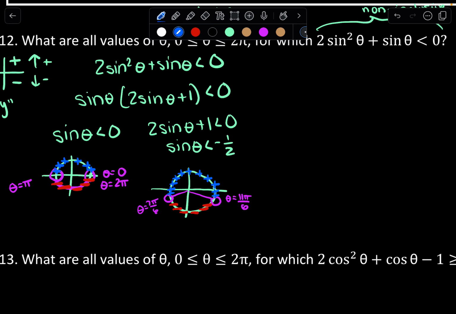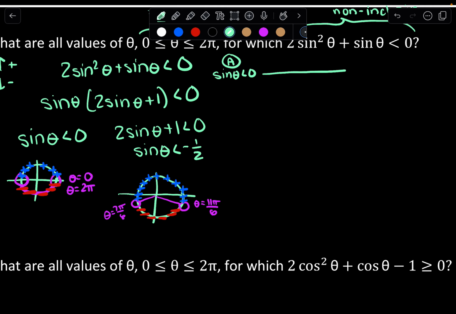So that's how I wanted to start this one. Now there's a couple ways to approach this. You can overlap the circles if you want to, but a way that I teach it is to use a number line because we are more familiar with number lines. So let's start with our first inequality, which is sine theta is less than 0. We're going to call this one A.